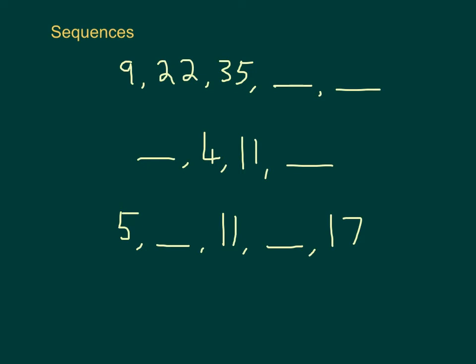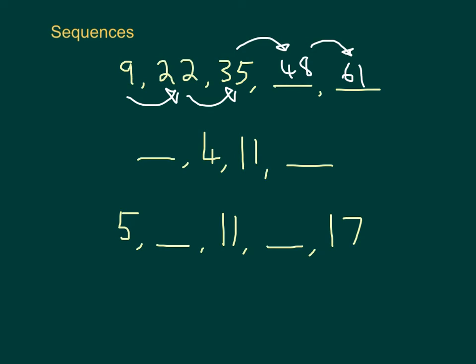So for the first question, the first thing we've got to do is work out the gap between the numbers in the sequence. And I think it's easiest to work out the gap between the 22 and the 35, 13. So then I'll just need to add 13 here to get me to 48, and add another 13. I would add the 3 first to get to 51, and then the 10 to get to 61.